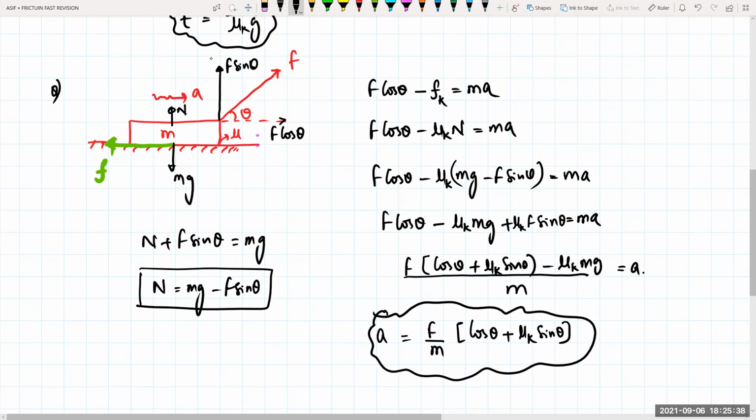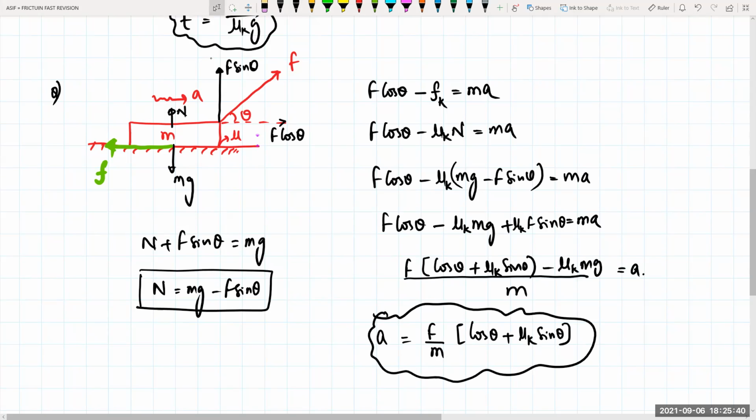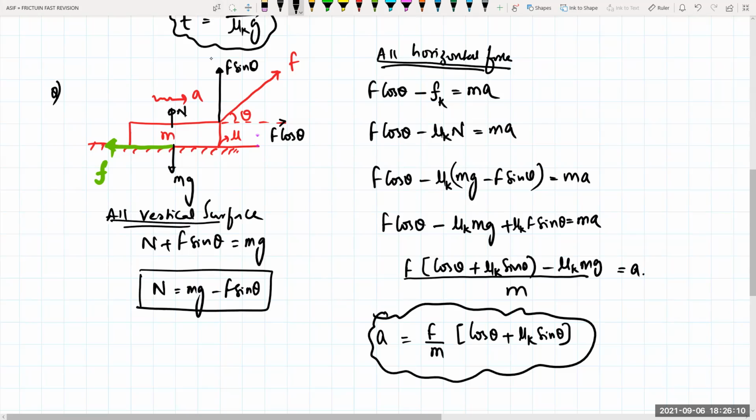Clear? Any doubt on the normal reaction? F sin theta is upwards and mg is downwards, that's why the normal is mg minus F sin theta. These are all vertical forces, and the others are horizontal forces. Clear?